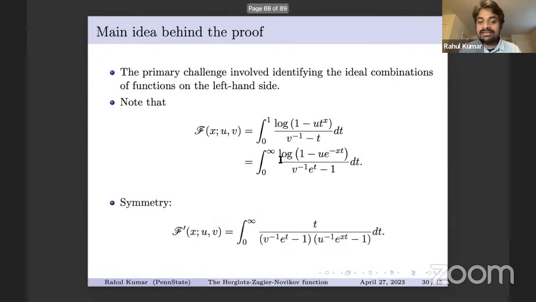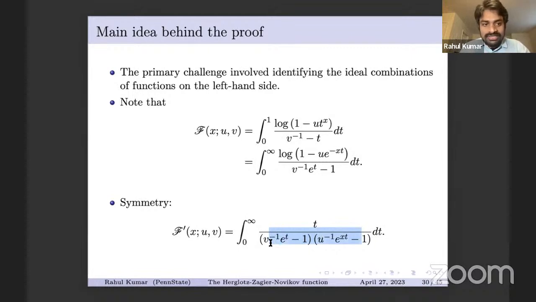The idea is that you take the derivative with respect to X. Then what you see is that you start to see the symmetry between this U and V and this X and 1 over X. So the idea behind this proof is you work with F prime. You find out the functional equation for the derivative of this function F, and then later on you just integrate it and find the integrating constants and all. So the main idea is only this. You find the ideal combination on the left hand side, and then you work with the derivative of F, not F itself, so that the symmetry comes up very easily from the derivative.